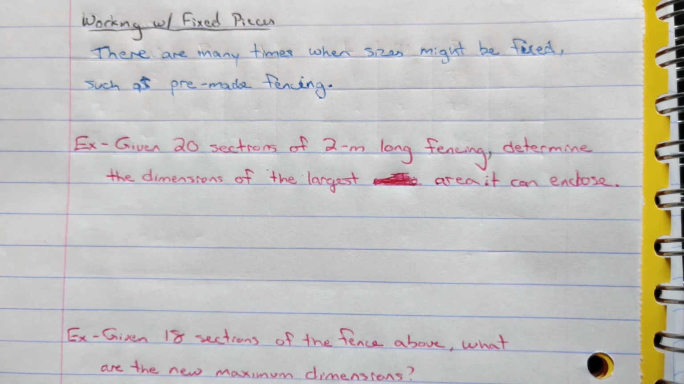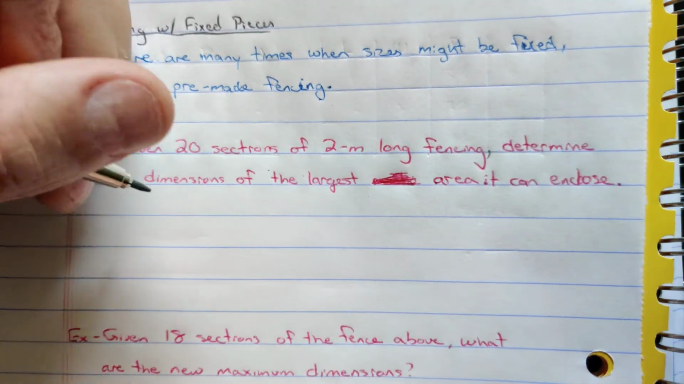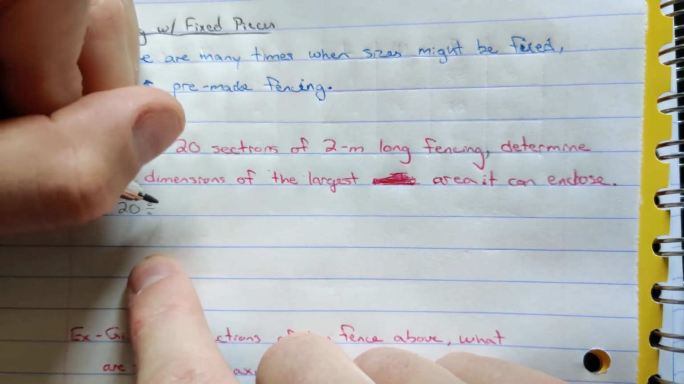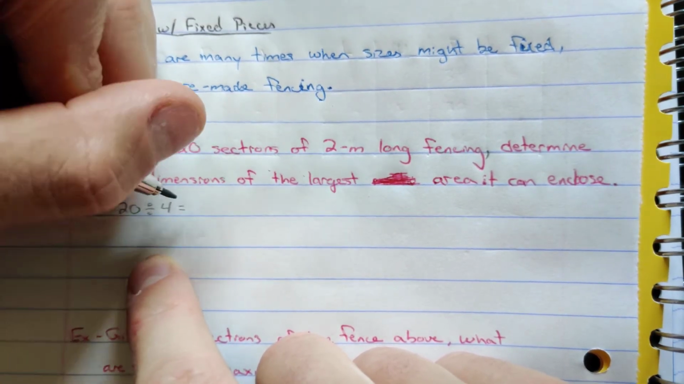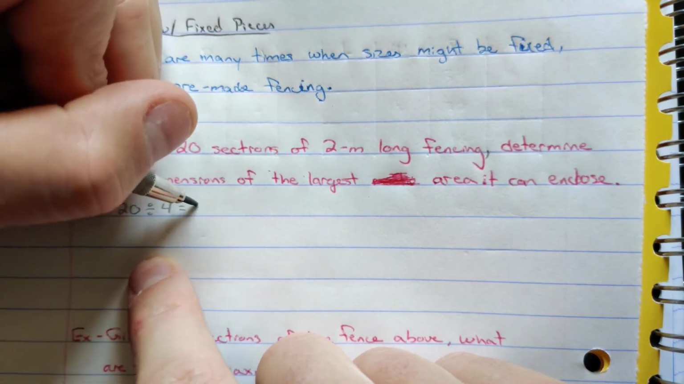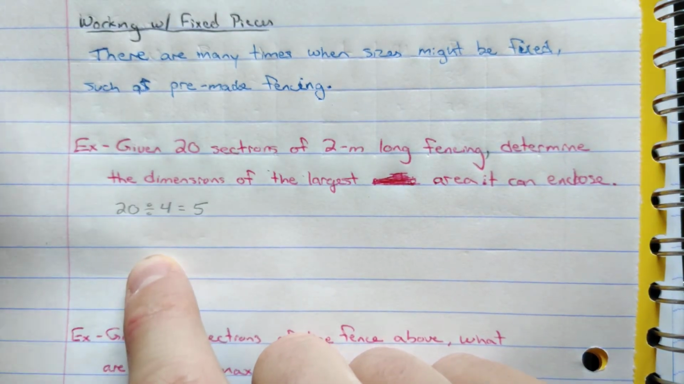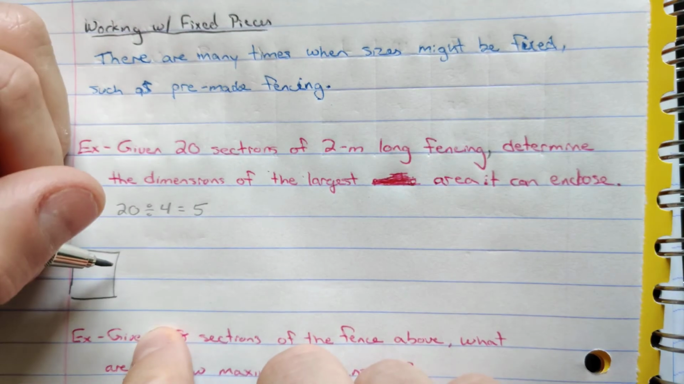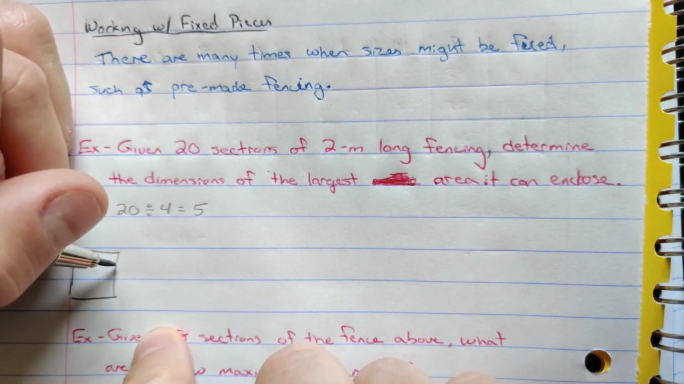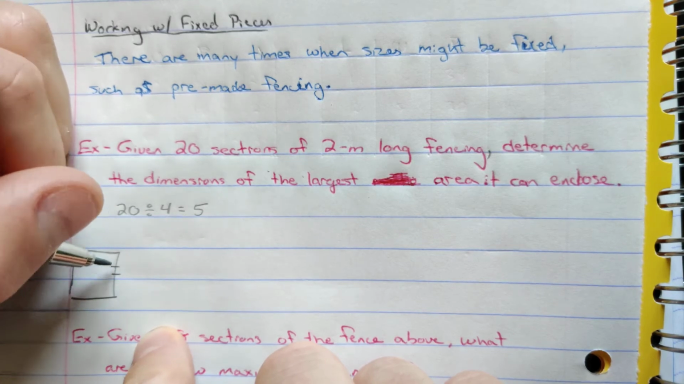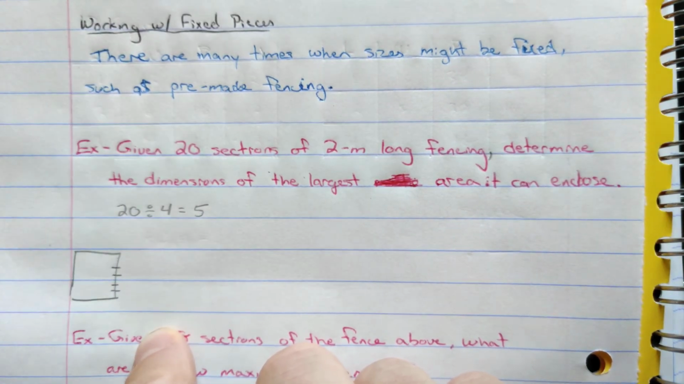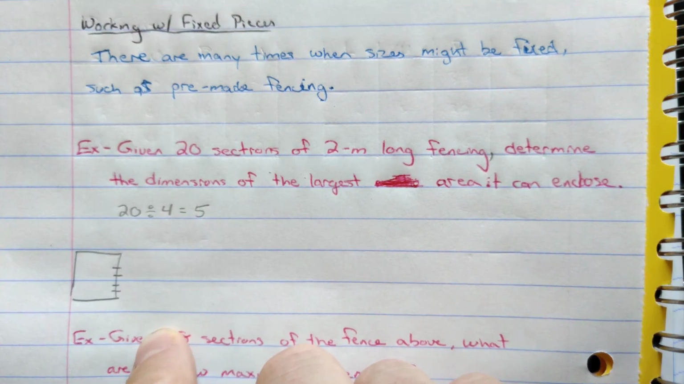So what we do is take our 20 sections, divide by 4. That's going to give us 5. So each side of our area is going to be made up of 5 sections. 1, 2, 3, 4, 5. So we're going to have these little 5 sections here. But each of these sections is going to be 2 meters long.